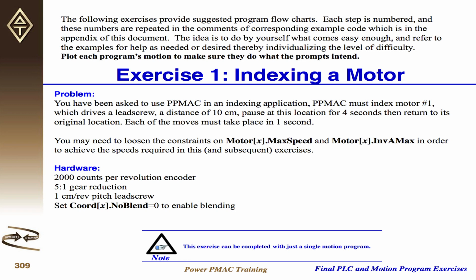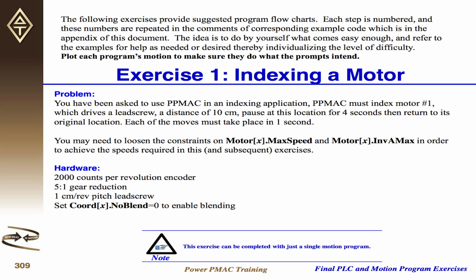So for this exercise, you're pretending you have this hardware, 2,000 counts per revolution encoder, which actually you do have. We're pretending we have a 5-to-1 gear reduction and a 1 centimeter per revolution pitch lead screw, and you want to make sure you blend in this exercise.